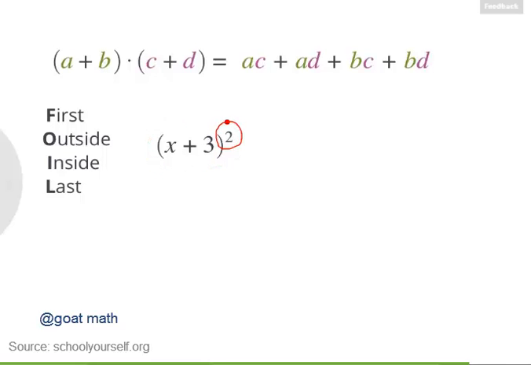Well, remember that squaring something means you're multiplying it by itself. So x plus 3 squared is x plus 3 times x plus 3. So you're multiplying two binomials here, and you can use FOIL again. So go ahead and use FOIL to expand this expression. And again, be sure to combine any like terms you get.